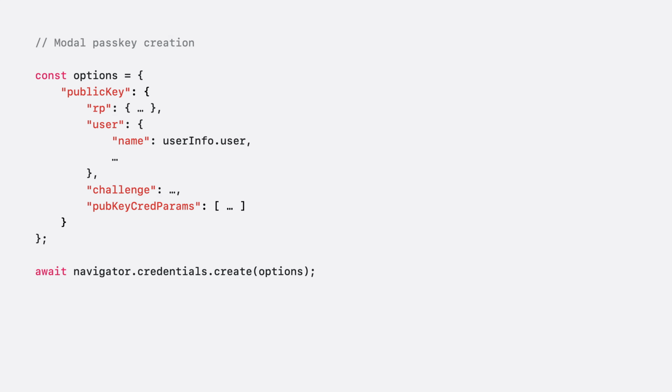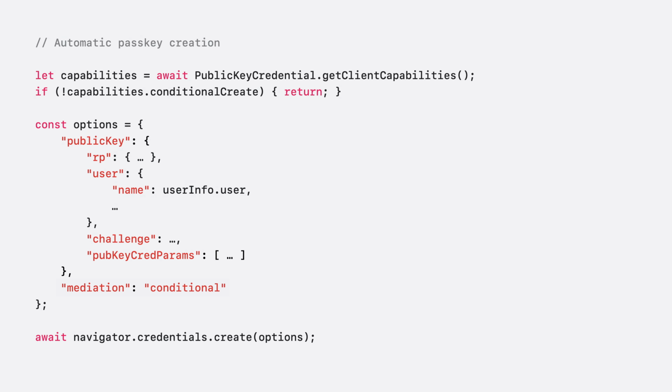On the web, the story is very similar. Here's a standard passkey registration. And here, adding the mediation conditional parameter changes this request from modal passkey creation to an automatic upgrade style request. Before making this style of request on the web, make sure to use get client capabilities to check that the browser supports it. The industry is transitioning away from passwords to passkeys, and automatic passkey upgrades will accelerate this transition.